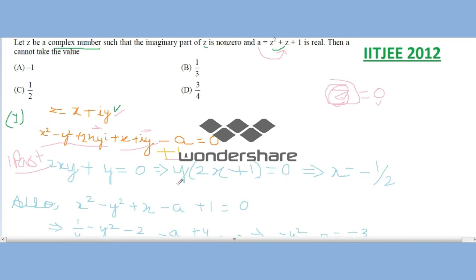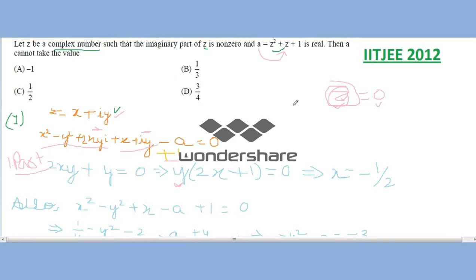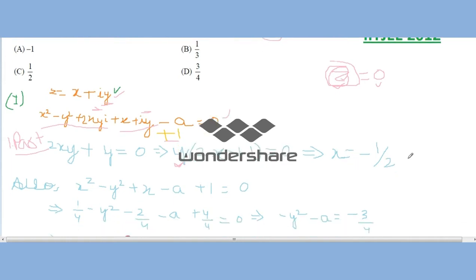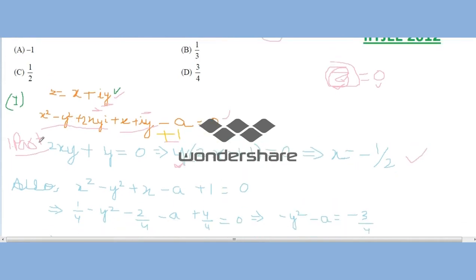Y can't be 0. Why? You must think yourself. Pause and think. Read the question again. Why should y not be 0? Think on that. Y can't be 0 because it is written that the imaginary part of z is non-zero. We have taken z as x plus iota y, which means y should not be 0. From here what we got is 2x plus 1 equals 0. It simply means that x equals minus 1 by 2. And also, we put the imaginary part as 0, and the real part simply means the real part as 0.